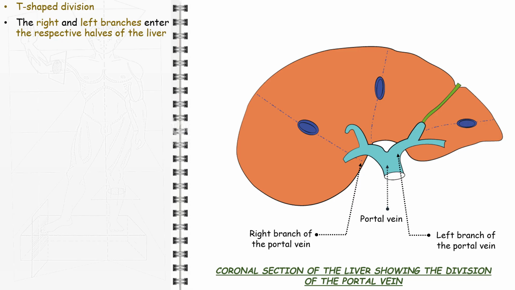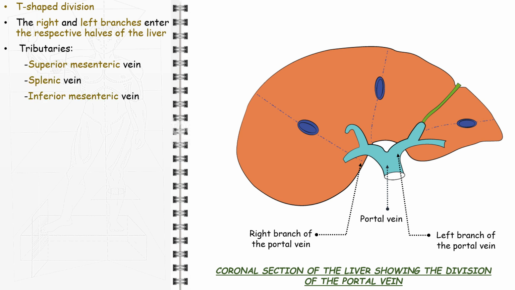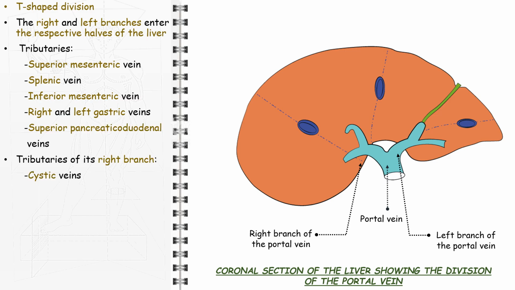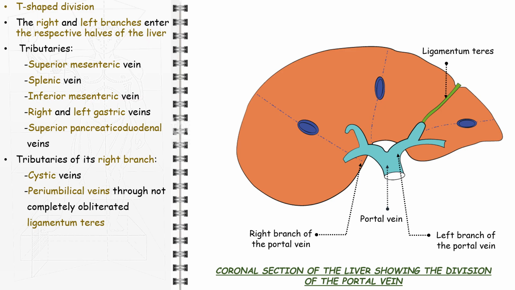The tributaries of the portal vein are, mainly, the superior mesenteric vein, the splenic vein, the inferior mesenteric vein, the right and left gastric veins at its corresponding borders, and the superior pancreaticoduodenal veins. The tributaries of its right branch are the cystic veins, and the paraumbilical veins through the not completely obliterated ligamentum teres. The right paraumbilical vein flows into the left branch of the portal vein.